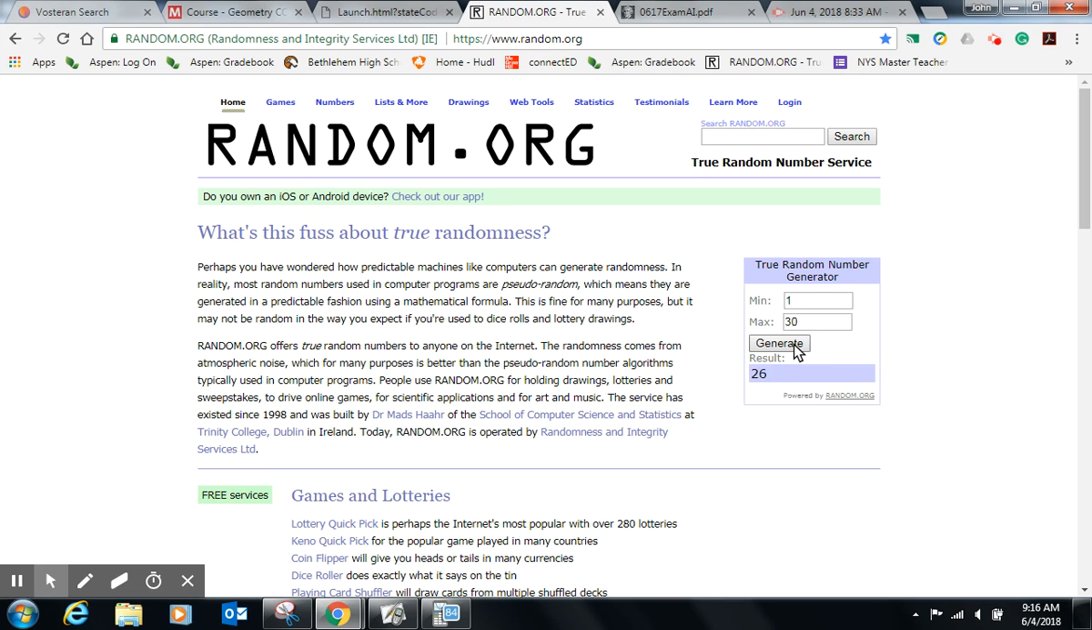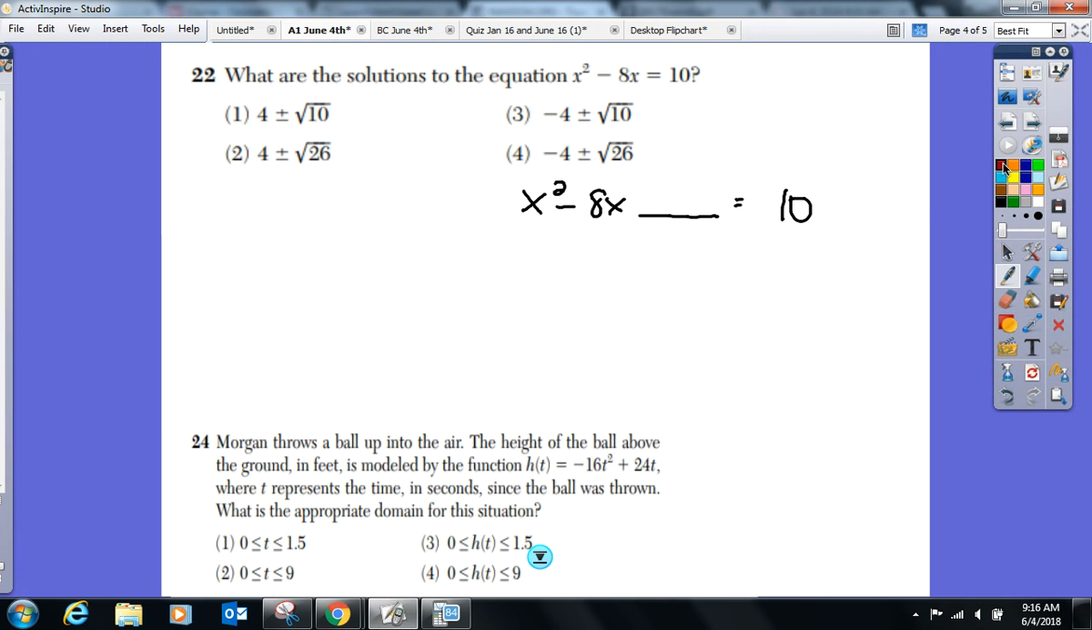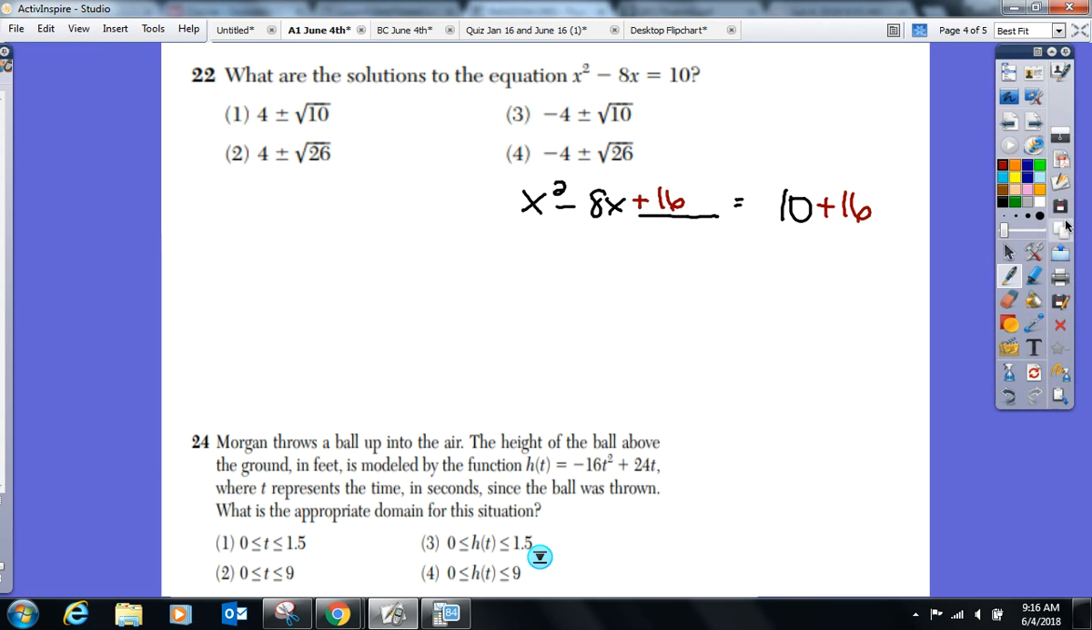What's my new C value? 16. Add 16, and then keep it balanced. Add 16 to that side. Okay, so I at least know I have 26 over here.